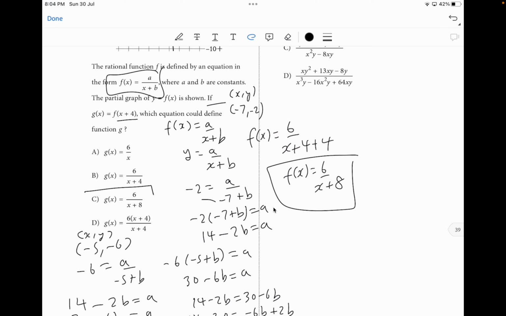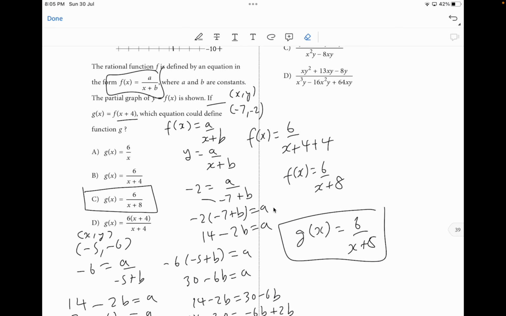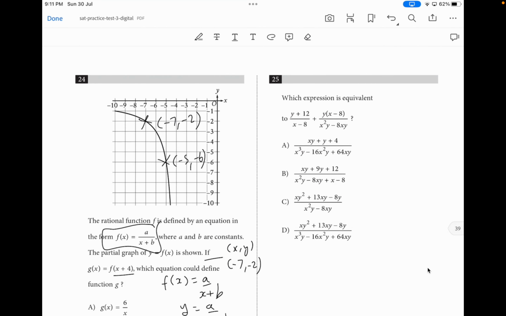So choice C is going to be your correct answer in this case, where g of x is equivalent to 6 divided by x plus 8. This is going to be your new equation. So that's option C. We're just going to be writing that down properly: g of x is equivalent to 6 divided by x plus 8. Option choice C is going to be the correct answer for question number 24.